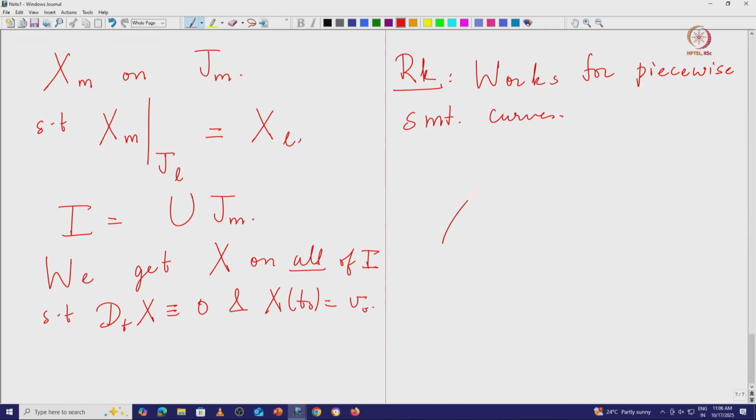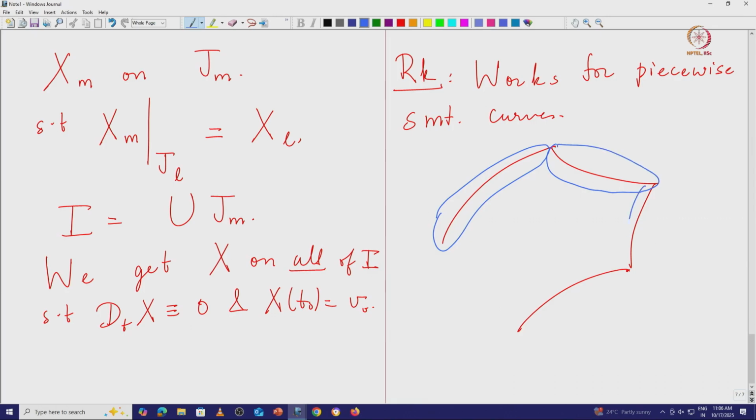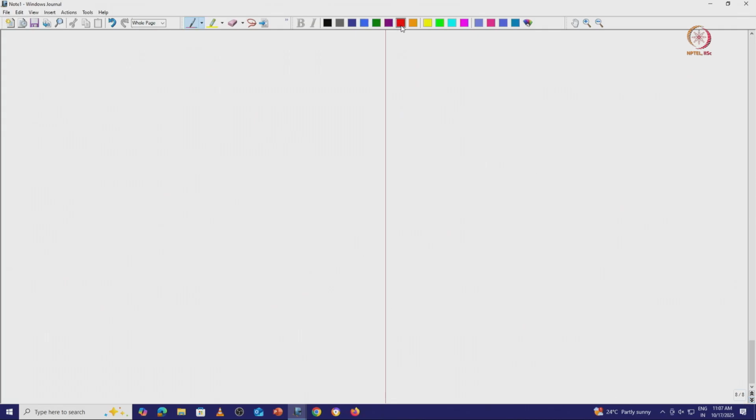So for instance, curves that might have these sort of corners, okay, and the idea is that you first do the parallel translation here, then you do the parallel translation here, then here, and then you do the parallel translation here, right. So you do this sort of sequentially. Okay. So I've used the word parallel translation quite a few times now.